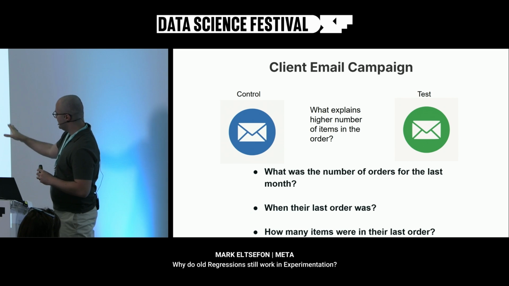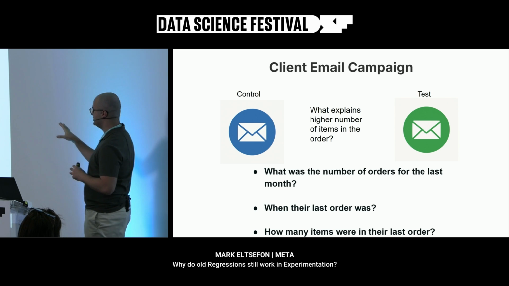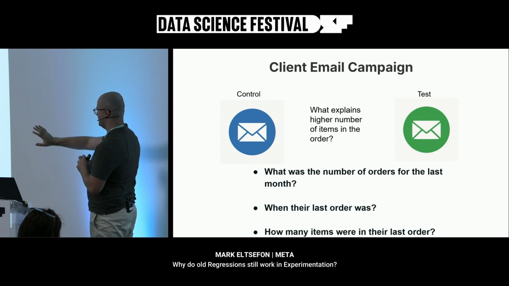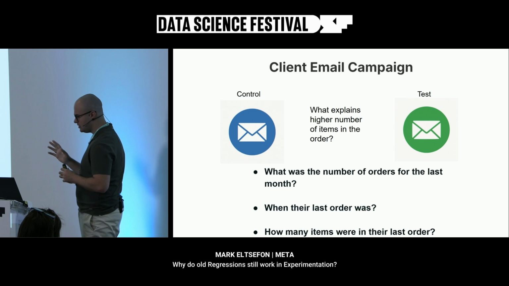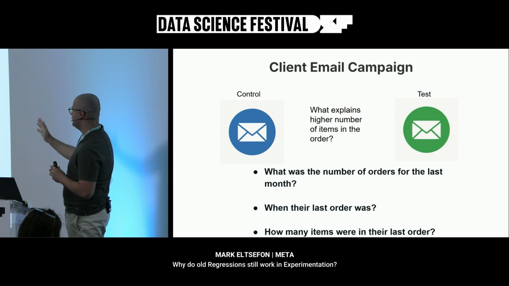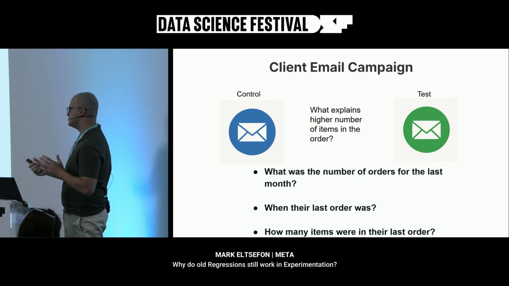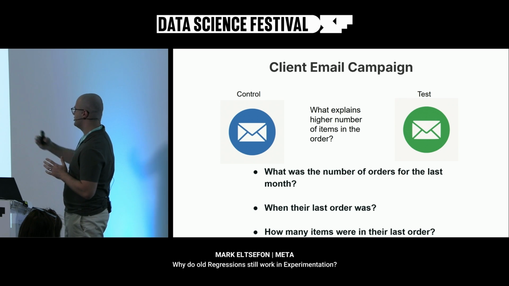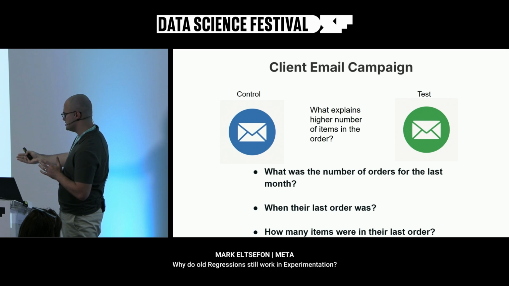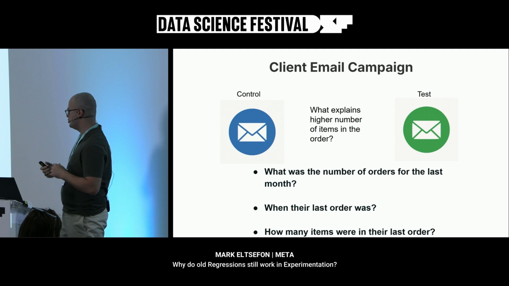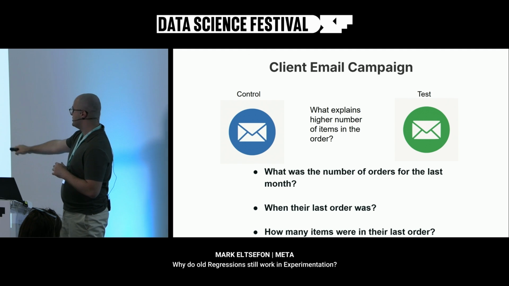What can explain high numbers of items in the order besides different emails? For example, if the user had many orders for the last months, is it more likely that they are gonna buy something else? Yeah, it can be. It depends on the business, obviously, but it's definitely worth looking into. When the last order was.